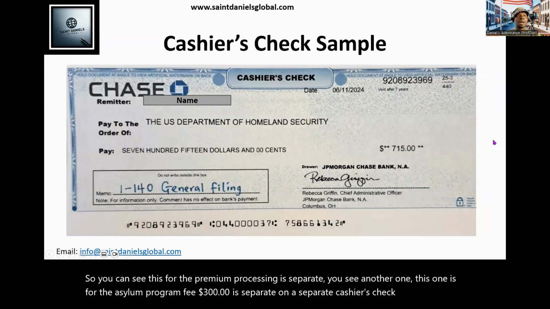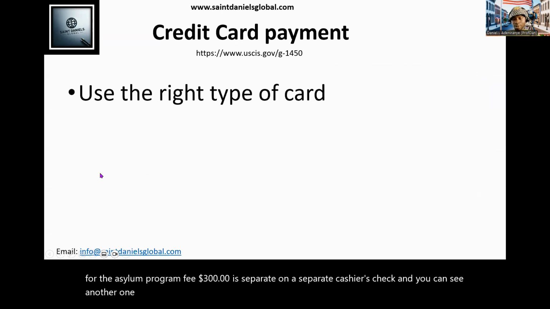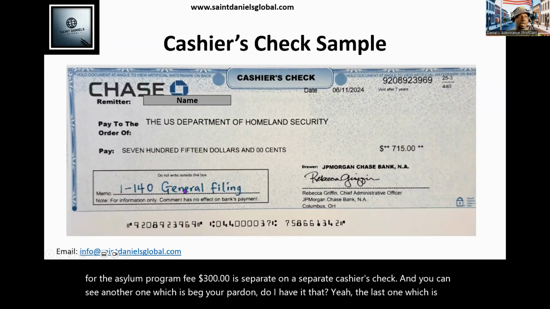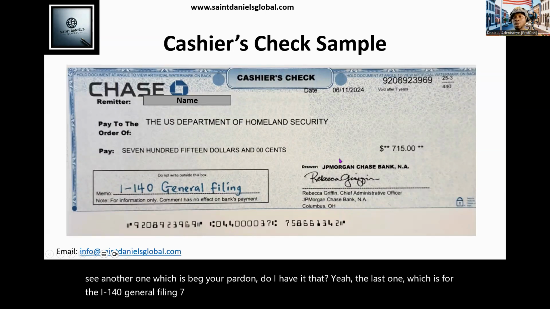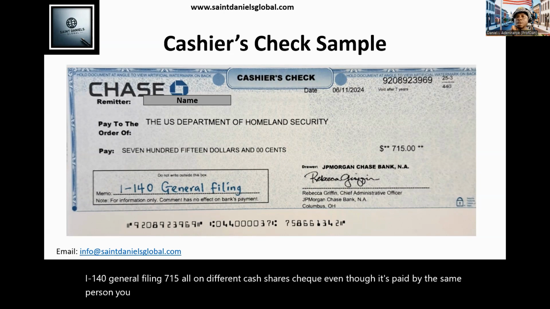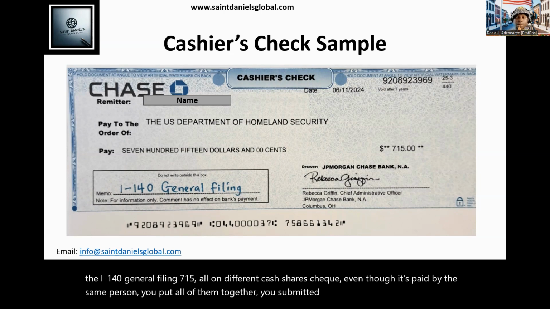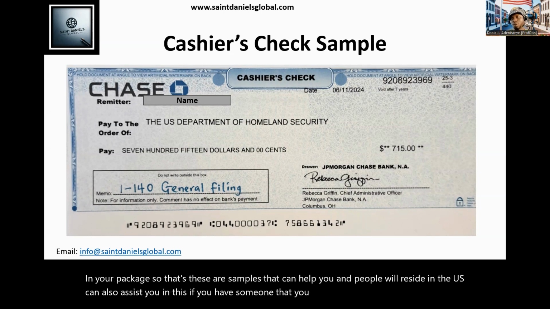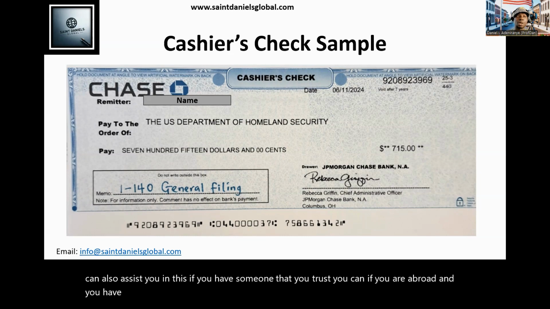And you can see another one, which is, beg your pardon, do I have it there? Yeah, the last one, which is for the I-140 general filing, 715, all on different cashier's checks, even though they are paid by the same person. You put all of them together and submit them in your package. So these are samples that can help you. And people who reside in the US can also assist you in this. If you are abroad and you have someone that you trust, they can help you out with this.